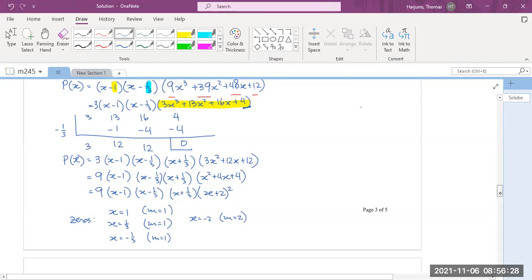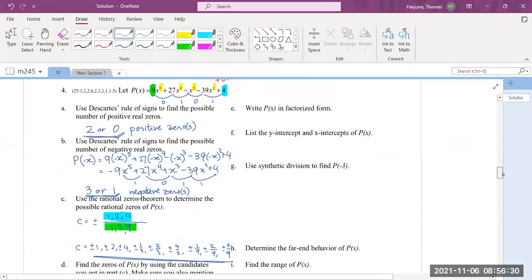Then I go on. Write P(x) in factorized form, which we already did, so I would just copy that. P(x) equals 9 times (x minus 1)(x minus 1/3)(x plus 1/3)(x plus 2) squared.